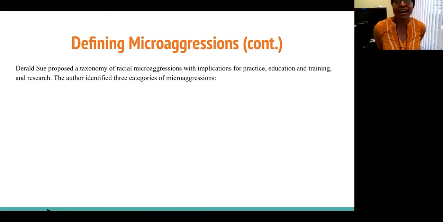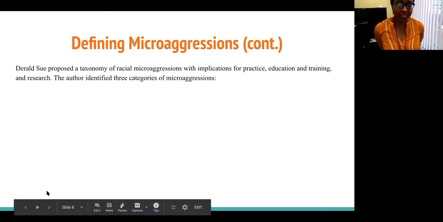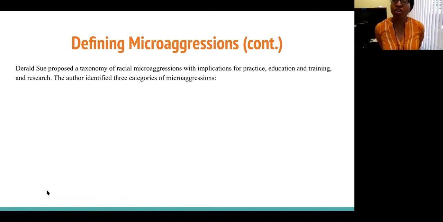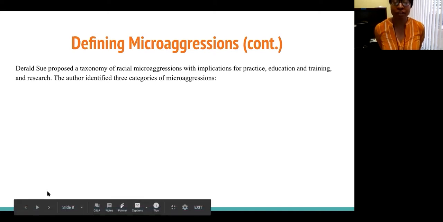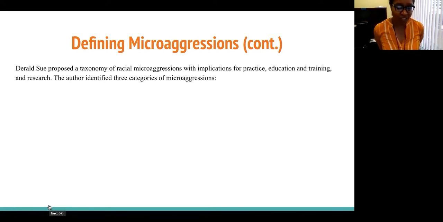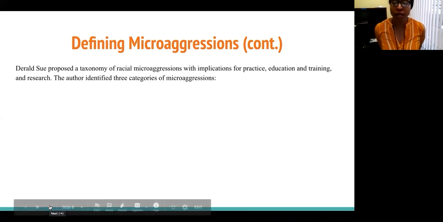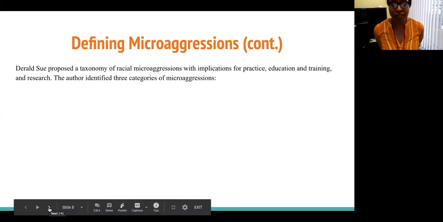So they were first defined actually by Dr. Sue, who is a Harvard psychiatrist, and he had made note of the African-American Harvard students who were on the receiving end of what he noticed were subtle nonverbal slights by non-African-American Harvard students. So he came up with the term microaggressions, and he came up with 3 categories thus far.